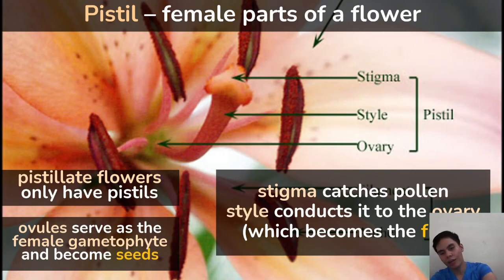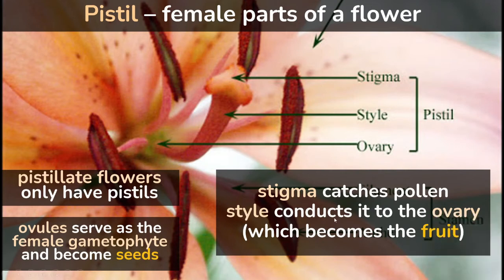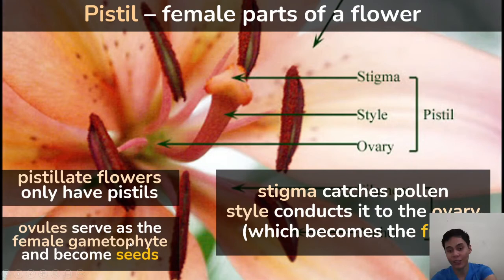On the other hand, you have the pistil, the female part of the flower. Sometimes it's also called the carpel. Pistillate flowers only have pistils, and we have three main parts: stigma, style, and ovary. The stigma catches the pollen, the style conducts it to the ovary, and the ovary eventually becomes the fruit. Ovules inside the ovary become the seeds and serve as the female gametophyte.